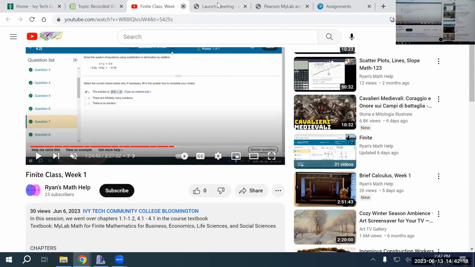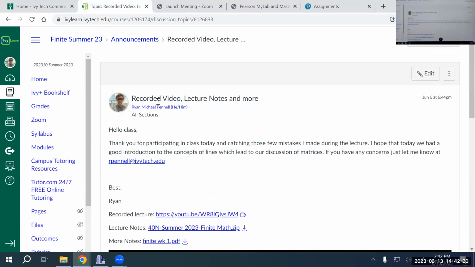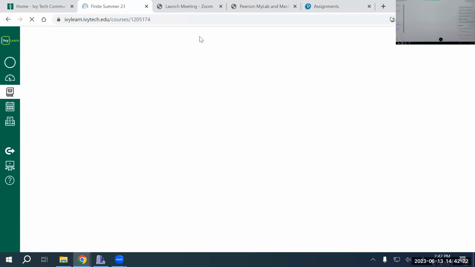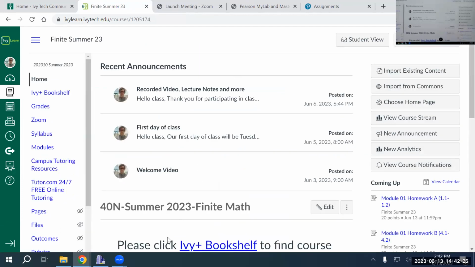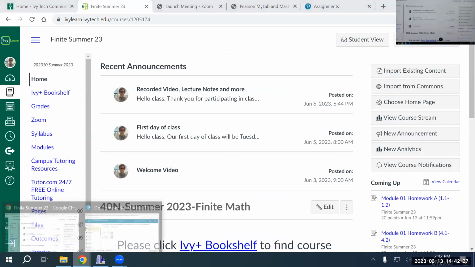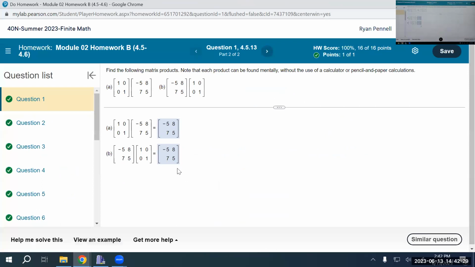This is how I mentioned. Okay. The homework. So you should be able to see me and you should be able to see my homework. Annotations. Here we go.